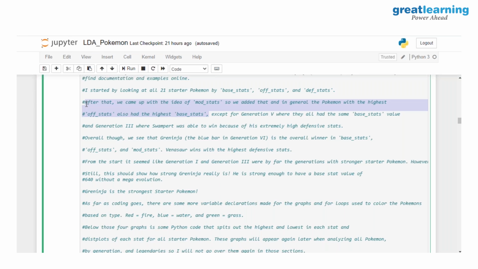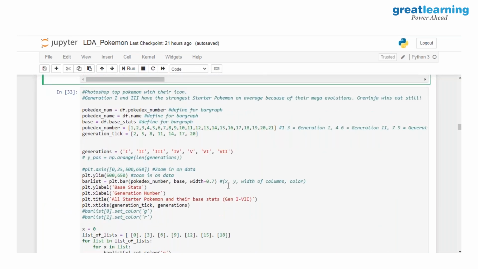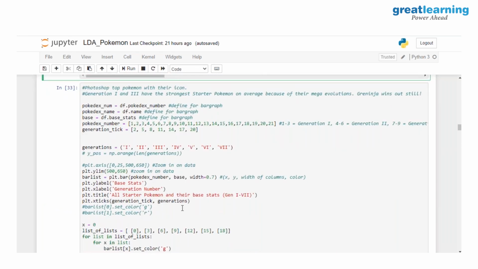So their offensive strategy and the highest base stat values were helping us categorize them at the top. Overall, we see that Greninja, which is the blue bar in generation 6, is the overall winner in the base stats, off stats, and the mod stats. Venusaur wins with the highest defensive stats. Now, this is what is coming out of the analysis; let me show you what we did here.